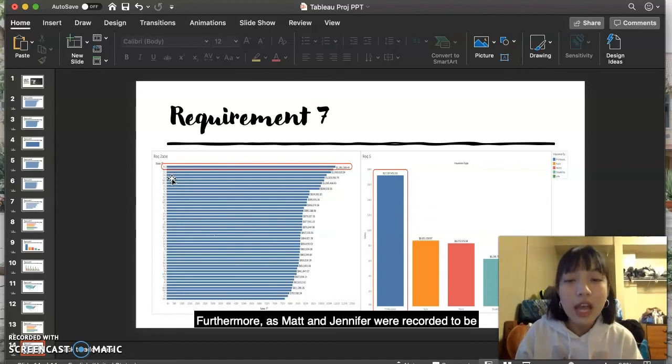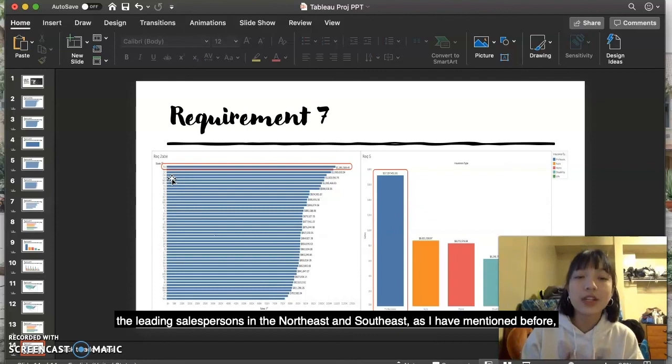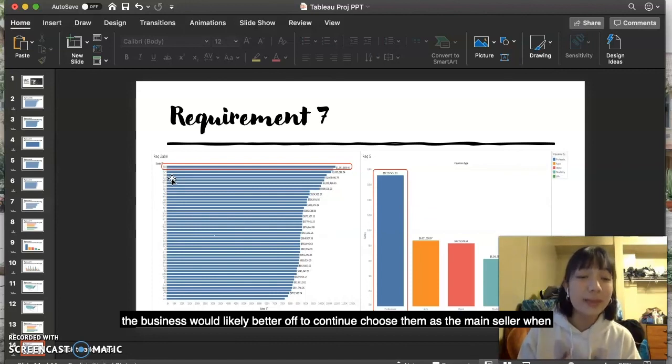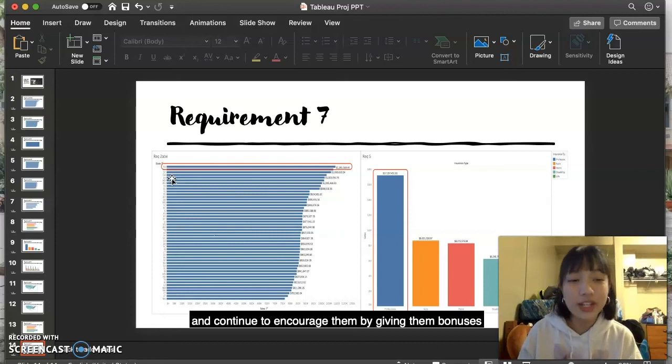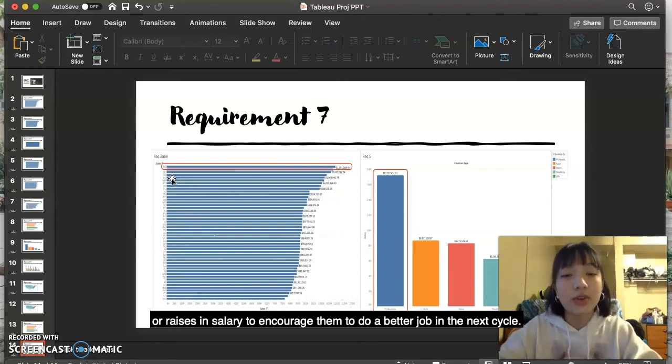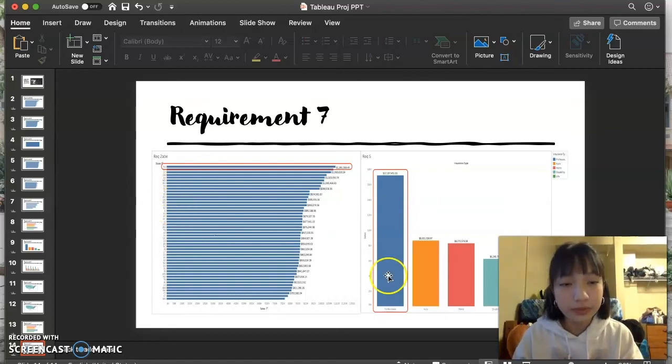And furthermore, as Matt and Jennifer were recorded to be the leading salespersons in the Northeast and Southeast, as I have mentioned before, the business would likely be better off continuing to choose them as the main sellers when operating this insurance business in the next operating cycle, and continuing to encourage them by giving them bonuses or raises in salary to encourage them to do a better job in the next cycle.